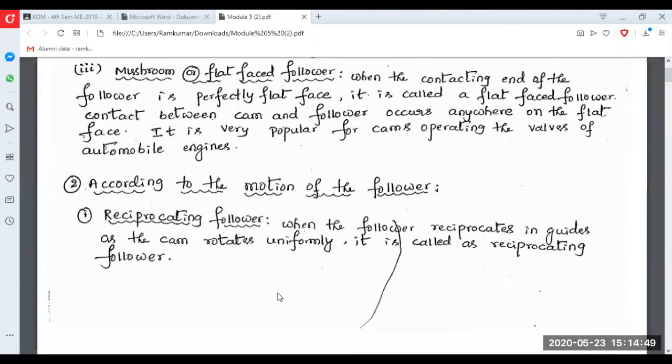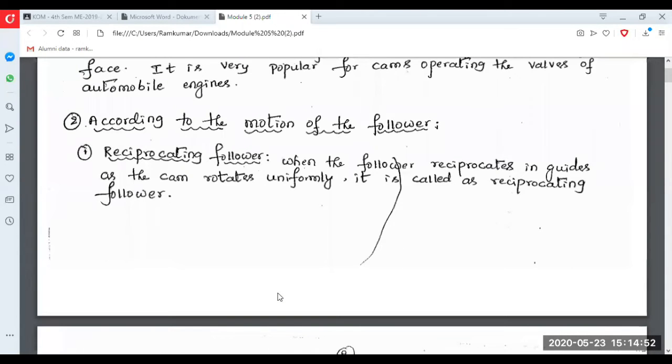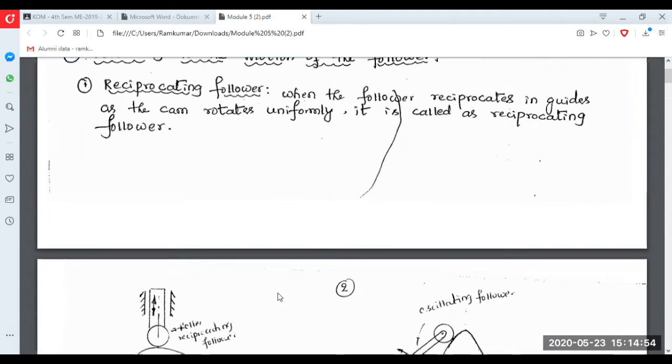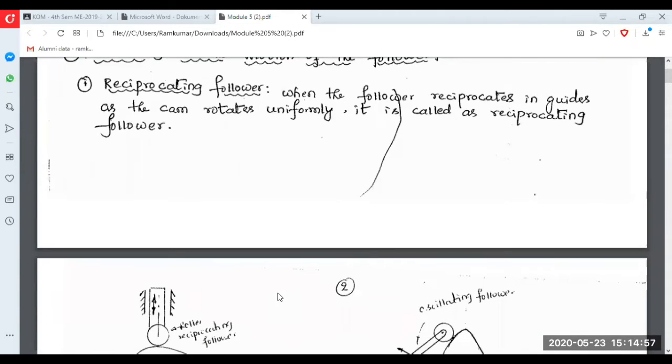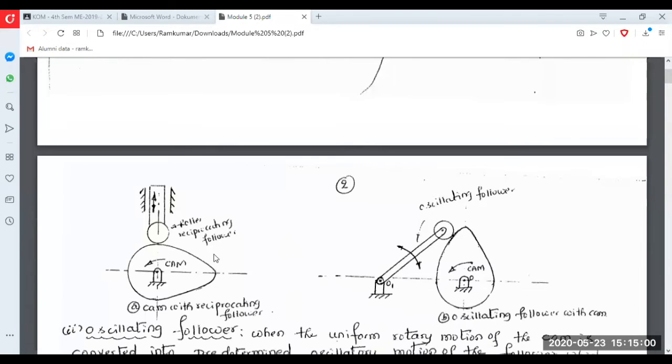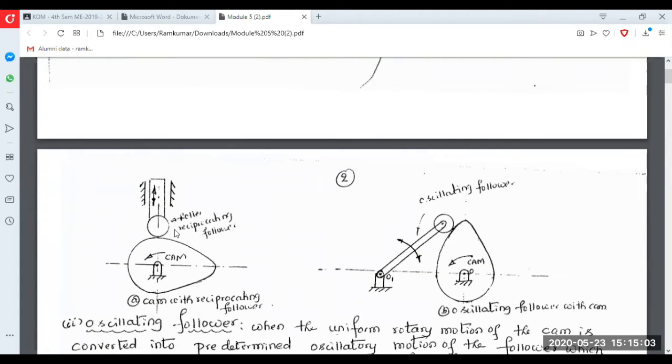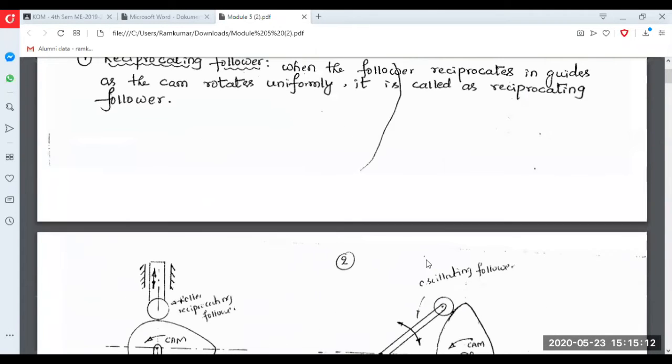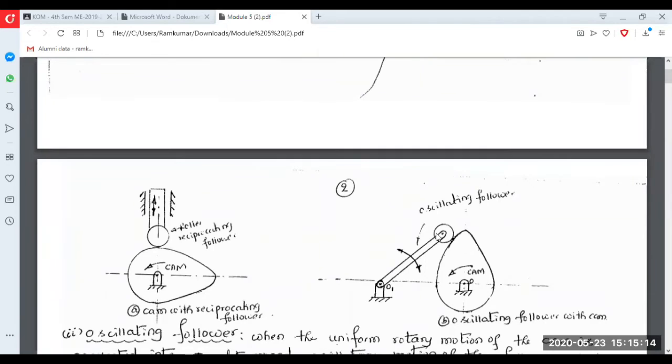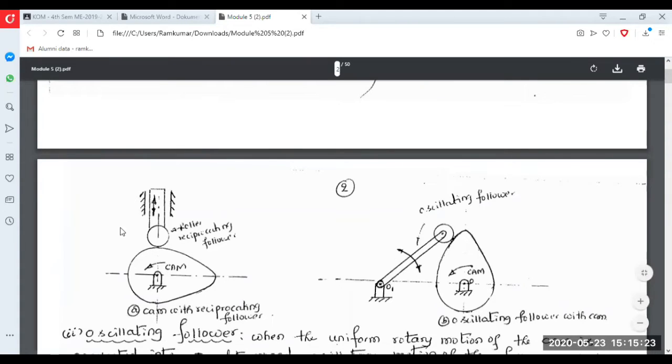According to the motion of the follower, how the follower moves on the cam surface, you have a reciprocating follower, one which reciprocates on the cam. When the follower moves on the cam surface, the follower will reciprocate. You have an oscillating follower. See here. When this roller moves on the cam surface, this particular follower will oscillate. In this case, it will reciprocate. In this case, it will oscillate. So it is called an oscillating follower.